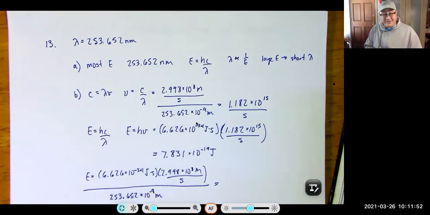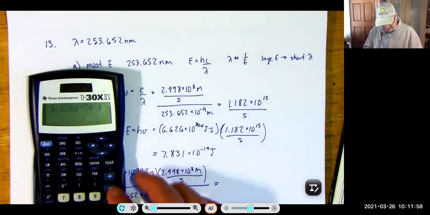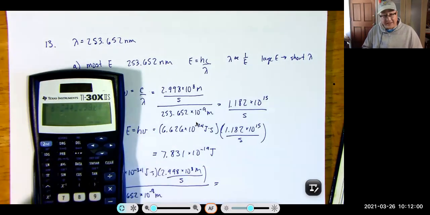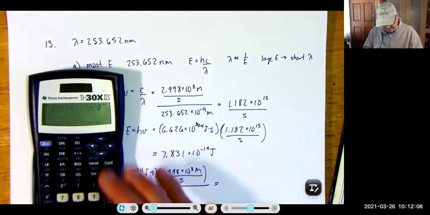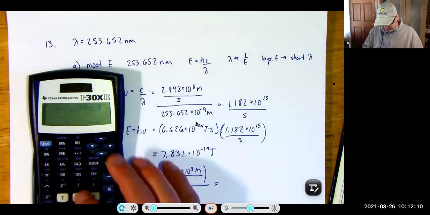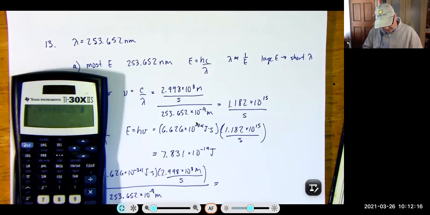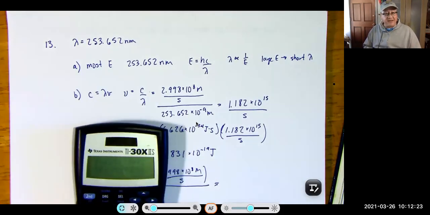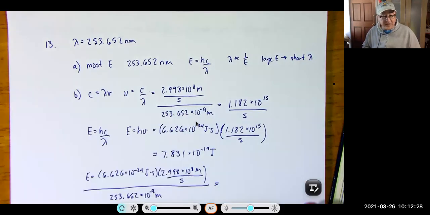But here you can see I've got the 6.626 times 10 to the -34. And there's my speed of light. Oh, I made a mistake though. You see that? 2.998. And then divided by 253.652 EE -9. And we still get that 7.831 times 10 to the -19. Okay, so we can do it either way.